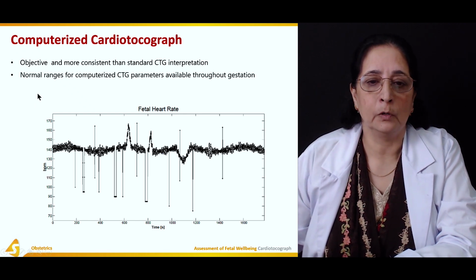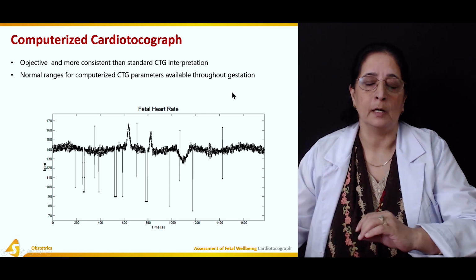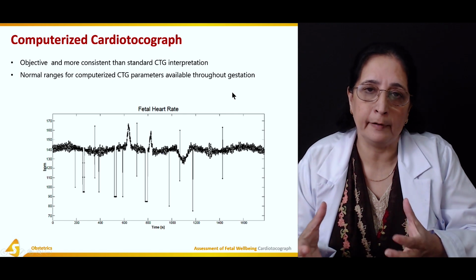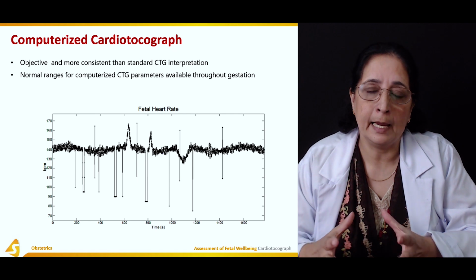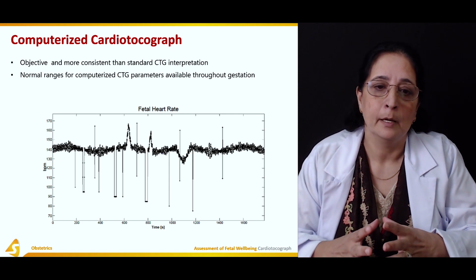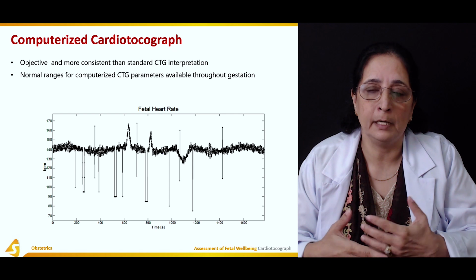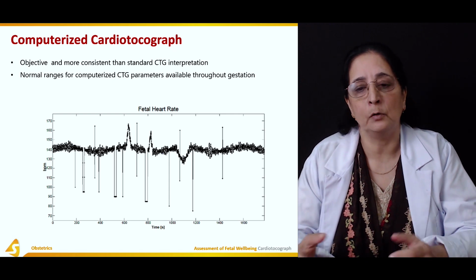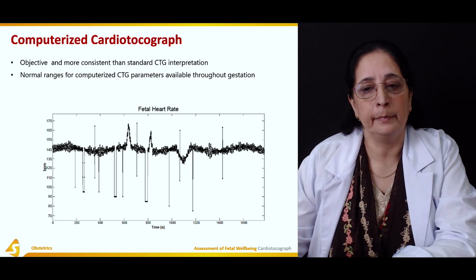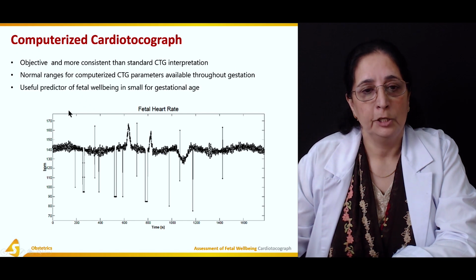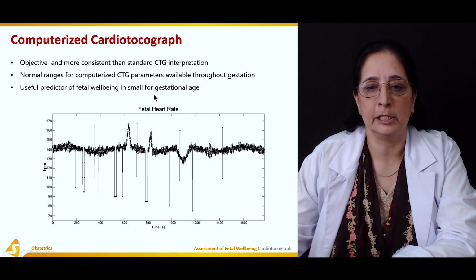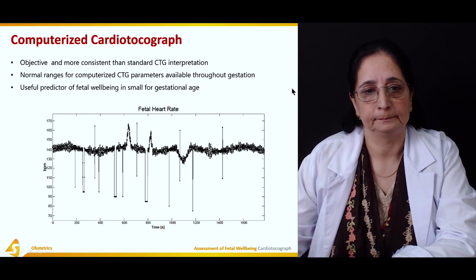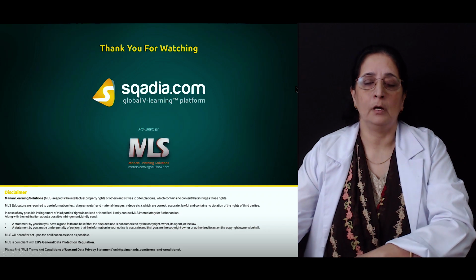Normal range for computerized cardiotocograph parameters is available. So normal ranges are available in different periods of gestation, and any variation in those parameters can give us the idea about the outcome of the delivery. Useful predictor of fetal well-being in small for gestational age babies. So that was all about the cardiotocograph.